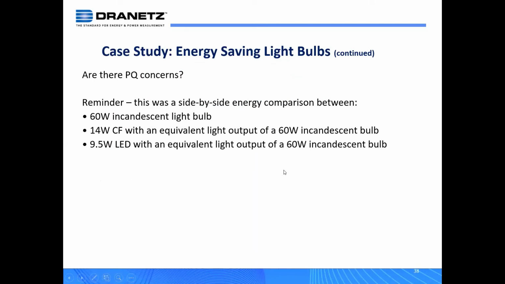So we're going to wrap things up here. If you recall, in the last presentation, we had an energy savings lighting side-by-side comparison where we compared the energy consumption of a 60-watt incandescent bulb to its equivalent 60-watt light output compact fluorescent and LED bulbs. We demonstrated the energy consumption savings, but we left you with a little cliffhanger. Are there any PQ concerns over that? And we're going to leave you with another one to some extent here. You can only answer these questions here.